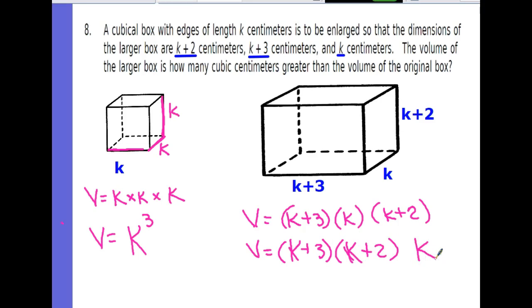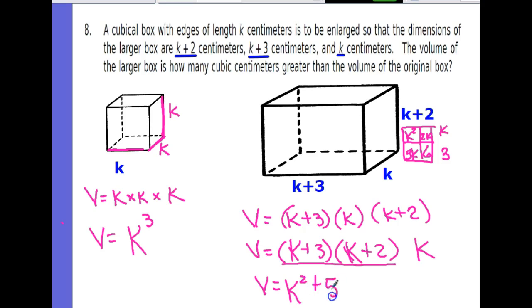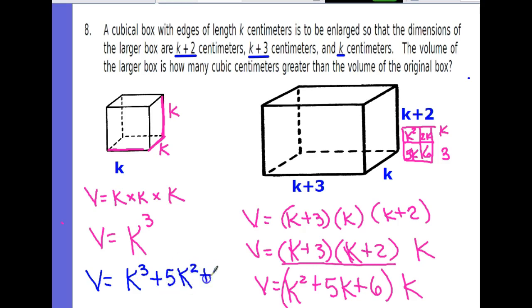I just changed the order because you know how to multiply a binomial times a binomial. What do you need to multiply a binomial times a binomial? A box problem. Multiply these together using a box problem. Or, if you prefer, you can multiply them together using FOIL. And so those two would be k squared plus 5k plus 6 multiplied by another k. So when you distribute the k, the volume of the bigger box is k to the third power plus 5k squared plus 6k.